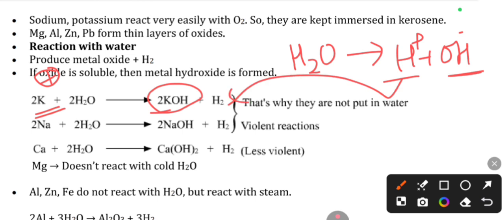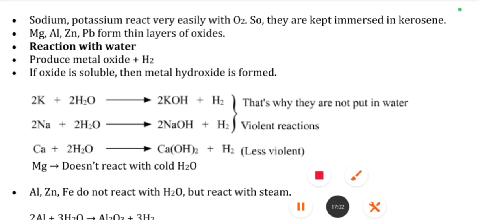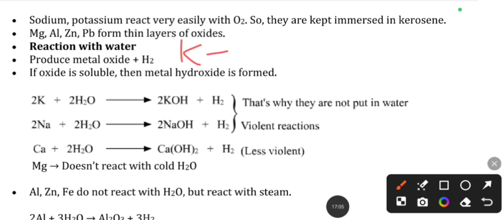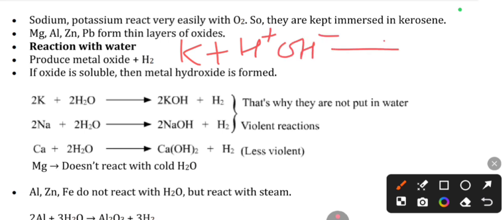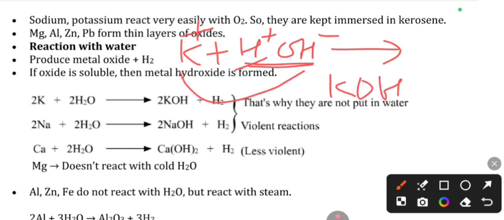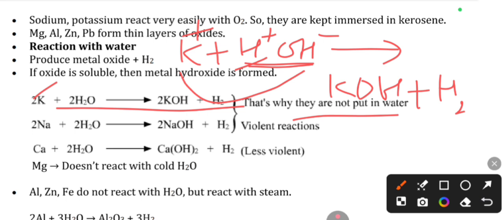So again I will write this reaction. K plus H positive, OH negative. You can see this water I have written in ionic form. So potassium behaves as a positive ion, it will react with OH, and the product will be KOH. Now hydrogen is left behind, so it will be emitted out in the form of gas. So this reaction is written here, and that's why they are not put in water, because it is highly reactive.